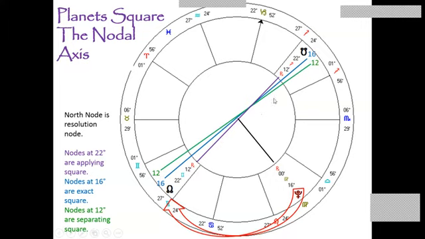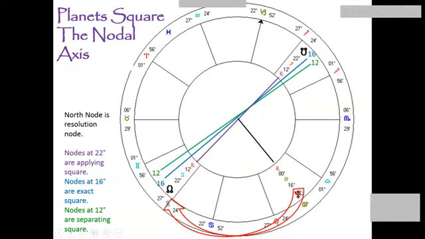The purple line that you see here is actually where the nodes are at. If the nodes are on this blue line, 16 degrees, it'd be exact squares. If the nodes were the green line and hanging out at 12 degrees Gemini, Sag, it would be separating squares.